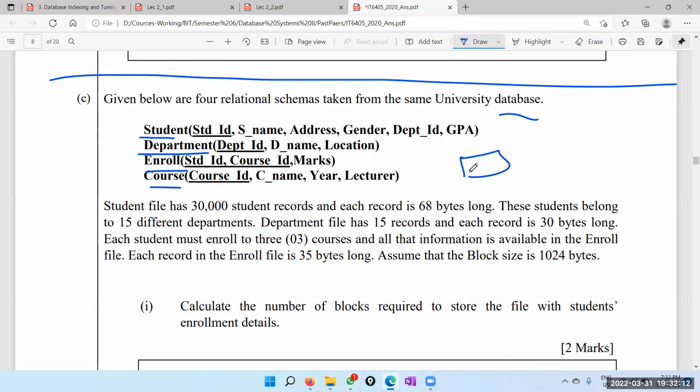So student, course. Obviously you can see student ID and course ID. That means this is the connecting table, the student enroll table. That means the many-to-many relationship has been modeled this way. And it looks like this course is where this department. Can you see anywhere that the department is connected? Course ID, course name, year, lecturer, no. Student ID, course ID, marks, no.